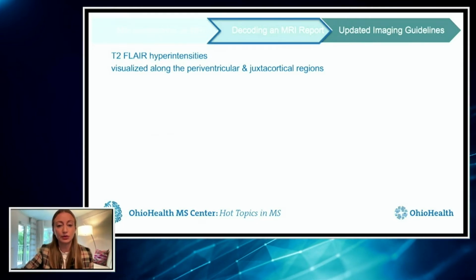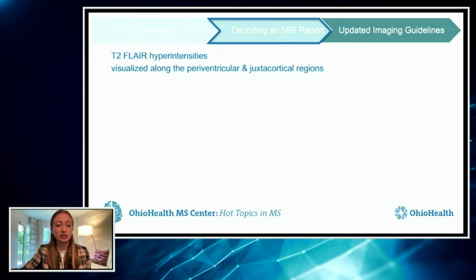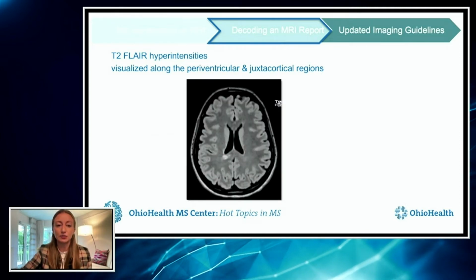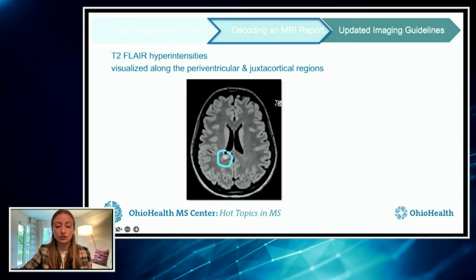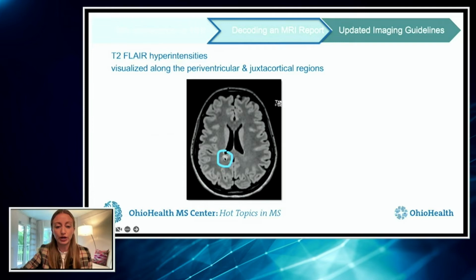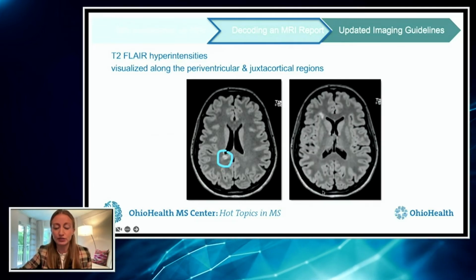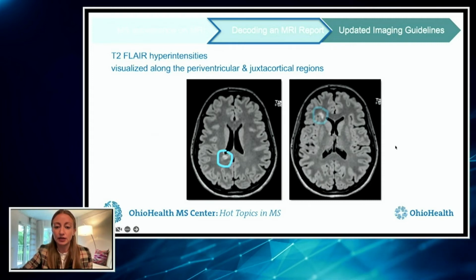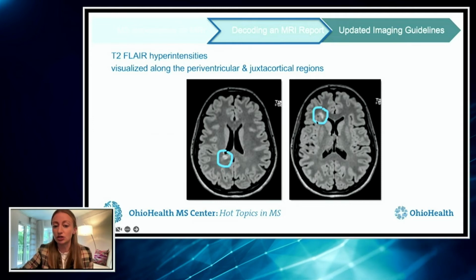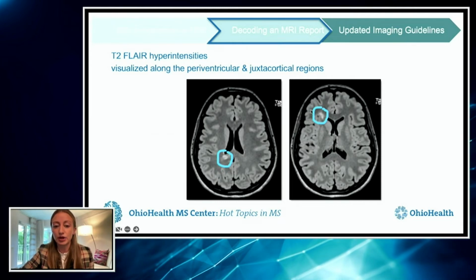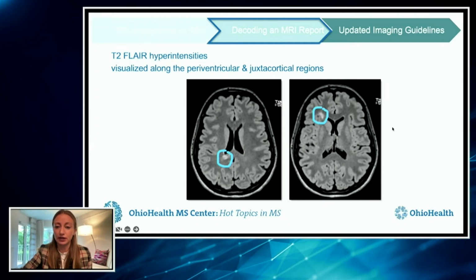So, as an example of some of these images associated with this report, these T2 FLAIR hyperintensities in the periventricular region, here's one of them. So here's the ventricle, and here's this T2 bright spot next to the ventricle. Actually, it's FLAIR, bright spot. And then here's the lesion right next to the cortex. So this is the juxtacortical region. So this brighter part of the brain is the cortex. And you can see this is right next to it.